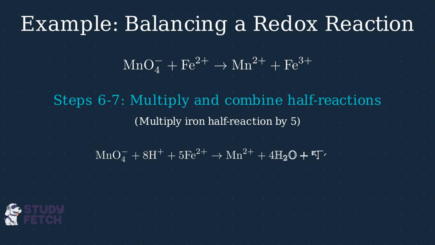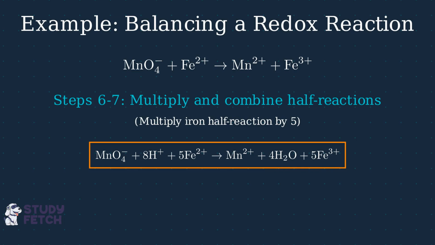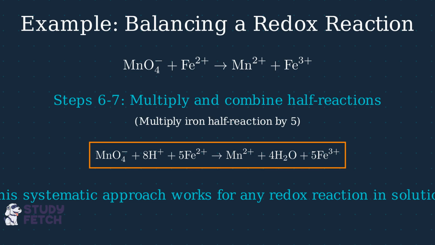Finally, we combine the half reactions to get our balanced equation. The electrons cancel out, and we have our final balanced redox reaction. This balanced equation confirms that both mass and charge are conserved in the redox reaction. This systematic half-reaction method can be applied to balance any redox reaction in solution, whether in acidic or basic conditions.